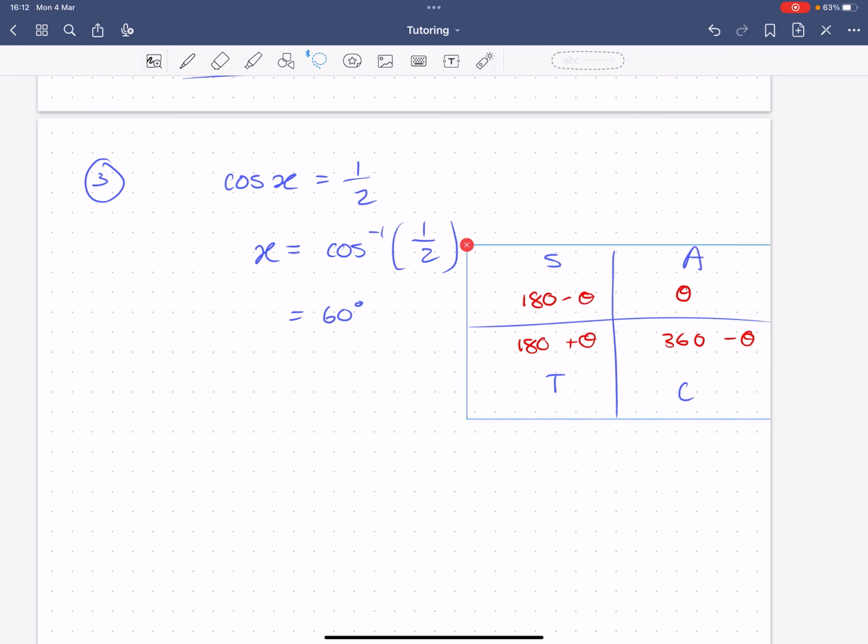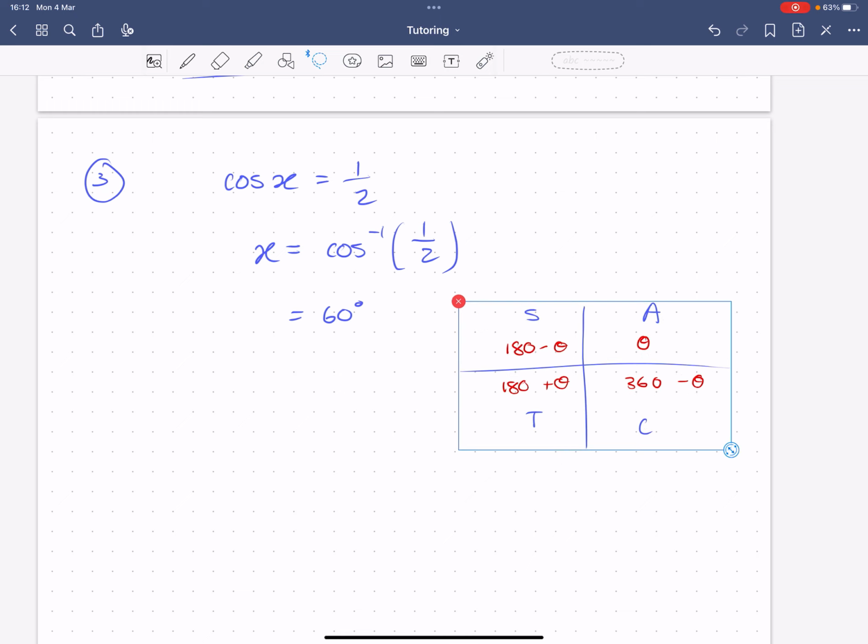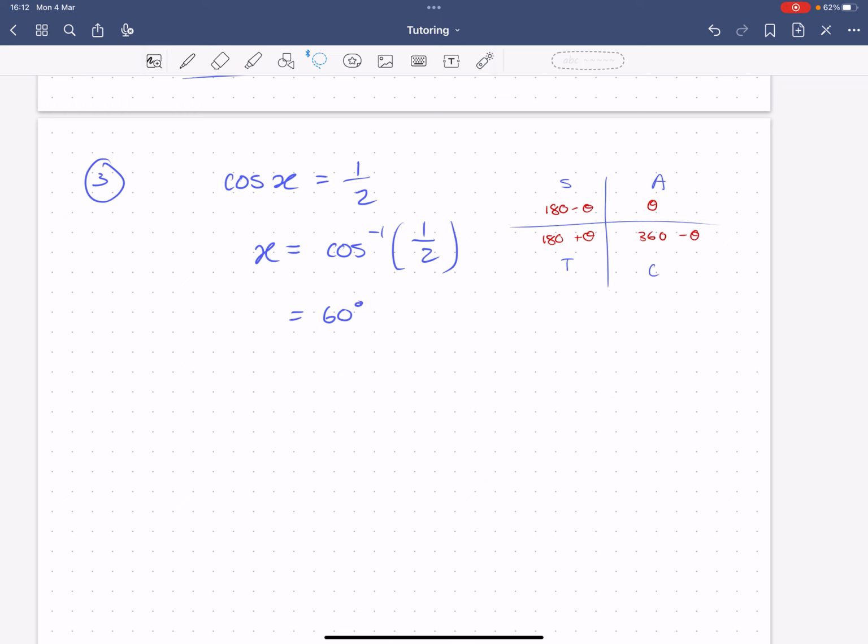But remember, trigonometric equations always have two solutions. Every single time, they never have one solution. Actually, that's not true. They can have one solution if we do something called restricting the domain, but we're not going to worry about that in year 9. So in year 9, they always have two solutions.